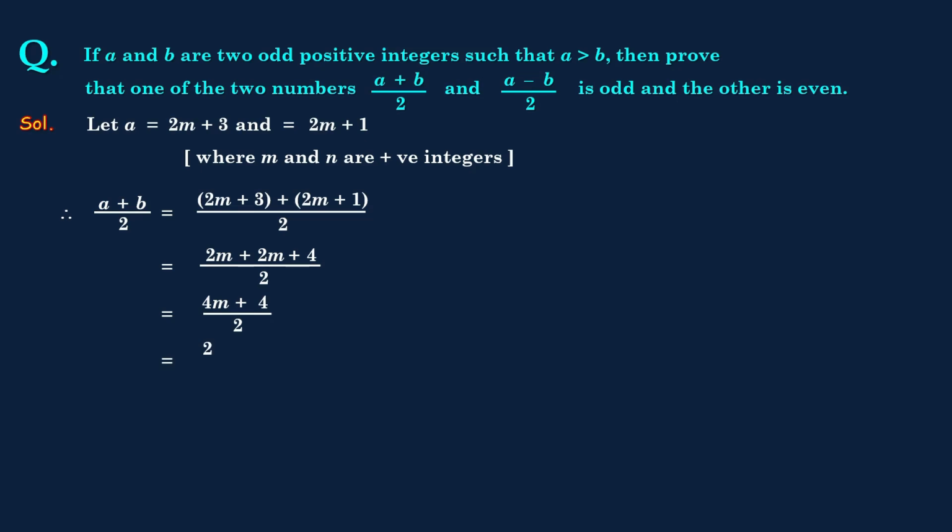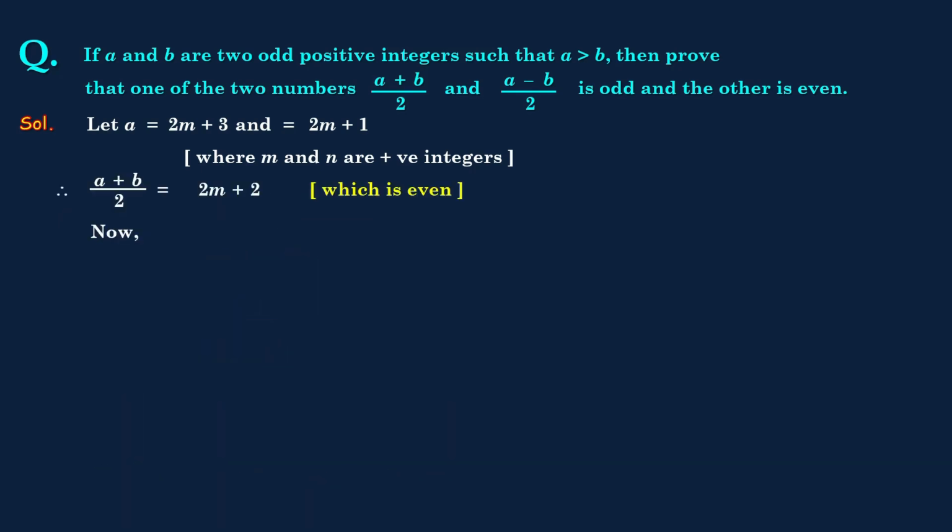If we simplify it, we get 2 into (2m plus 2), divided by 2. That means 2m plus 2. Since 2m is even, and we know that if we add an even number to an even number, the result will always be even, 2m plus 2 will also be even. So for (A plus B)/2, we got an even number.